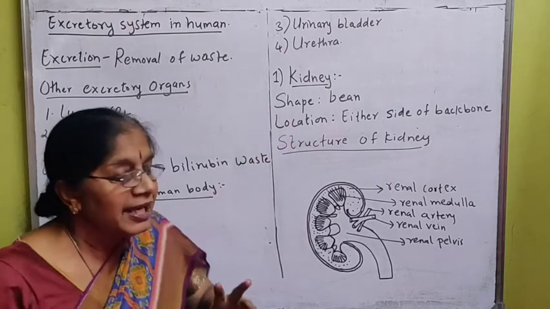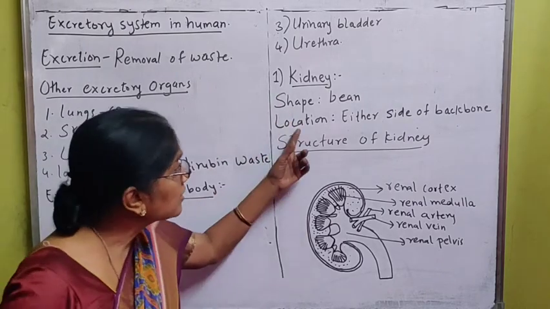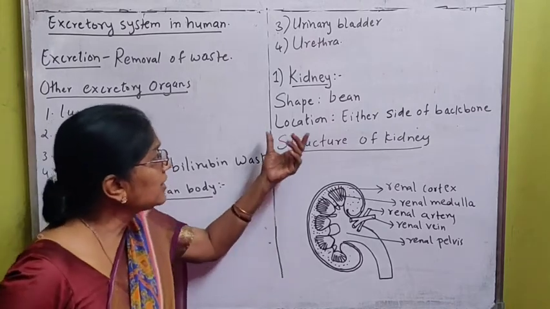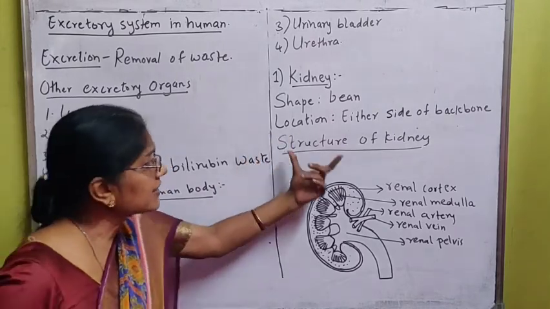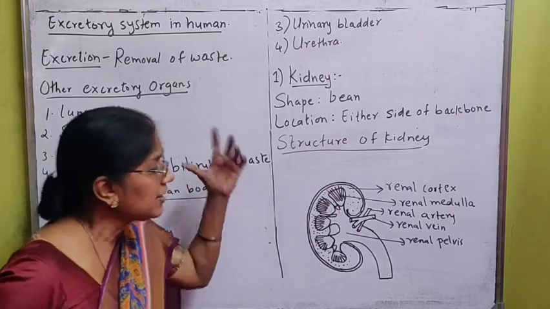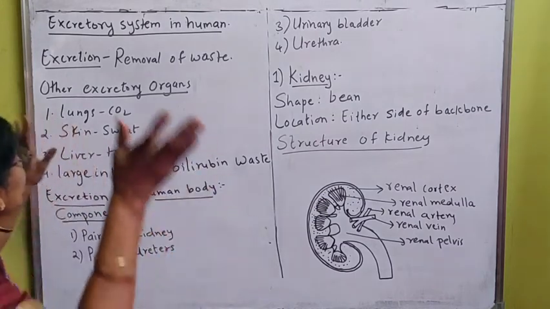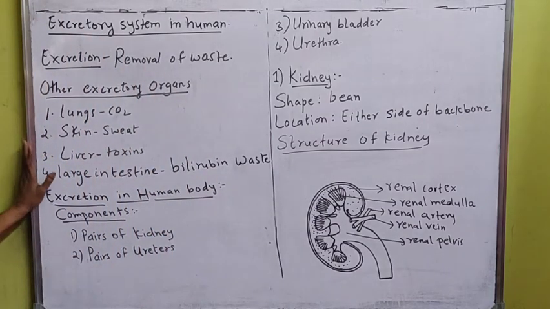So the kidney is the shape of a bean. Where is it located? On either side of the backbone. Next is the structure of the kidney, which I will explain afterwards. Looking at the diagram, I will explain each part in the kidney. So once again, let's just revise the excretory system in humans.